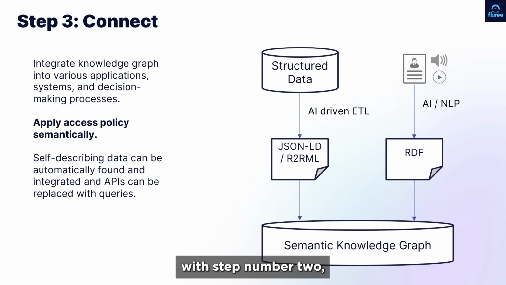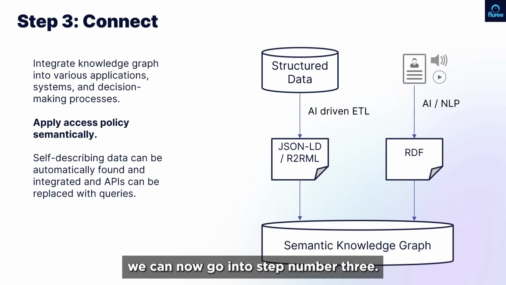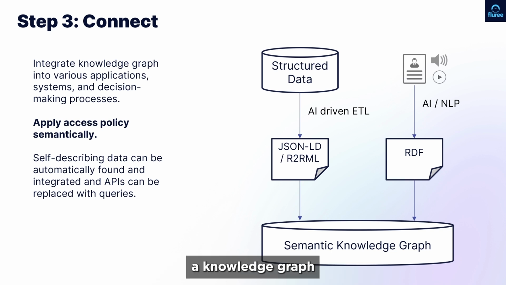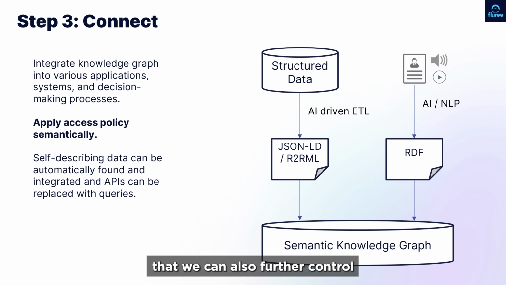Once we're complete with step number 2, we can now go into step number 3. And step number 3 is when we're going to use a knowledge graph to connect and link all this information together. And as we're bringing the data together, here's where we can actually now start to define our data contracts or our access policies using the semantic model so that we can also further control who is allowed to see what.